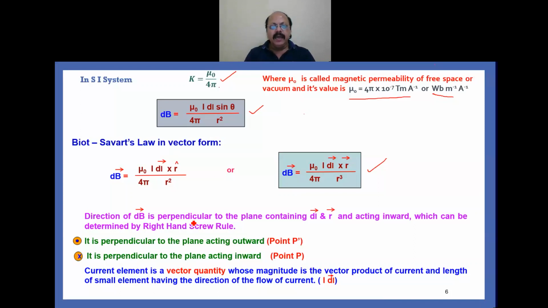And the current element is a vector quantity whose magnitude is the product of the current and the small length element, having the direction of flow of current.